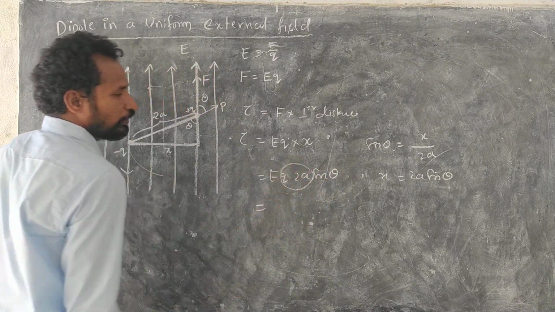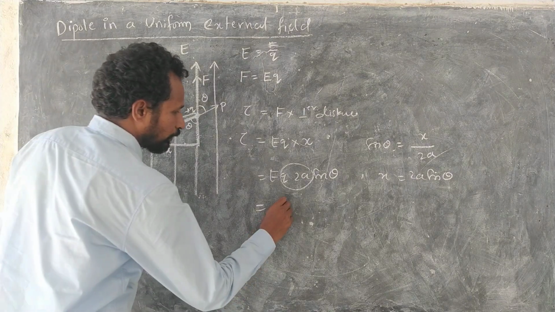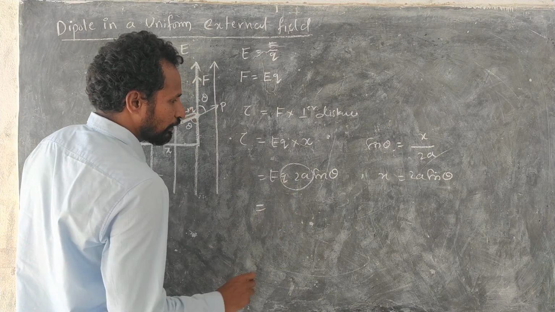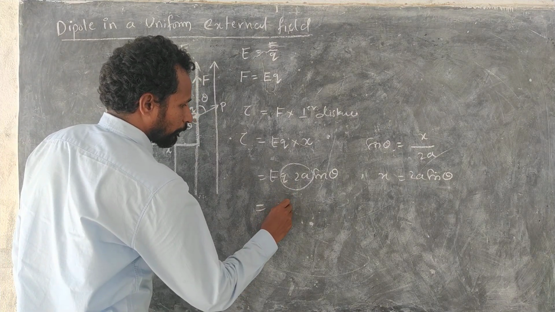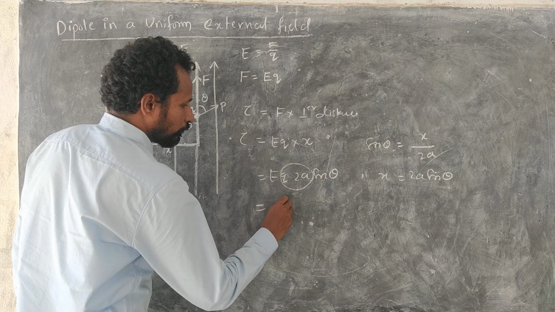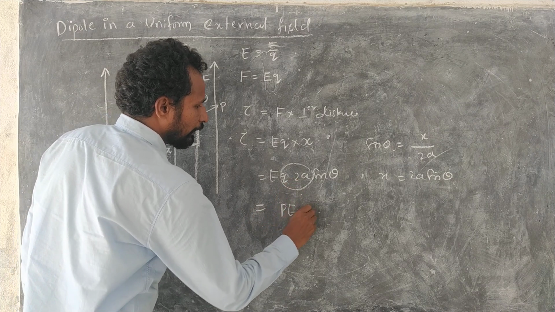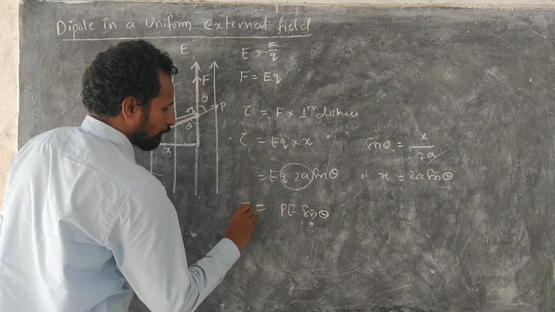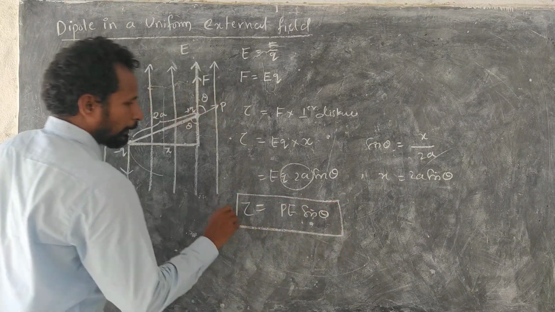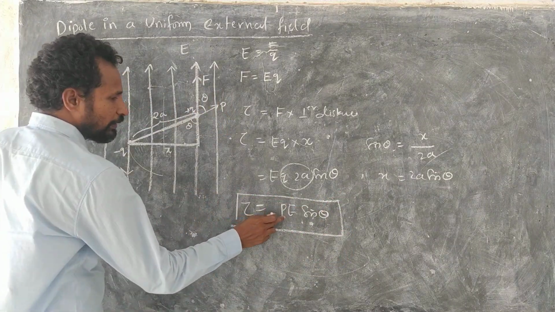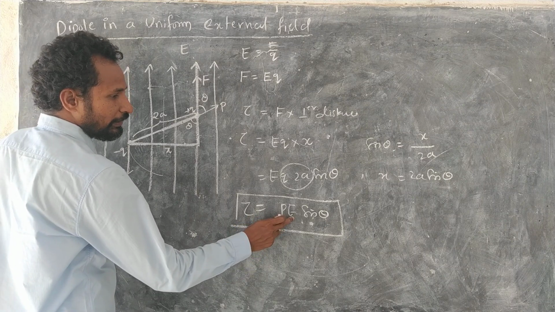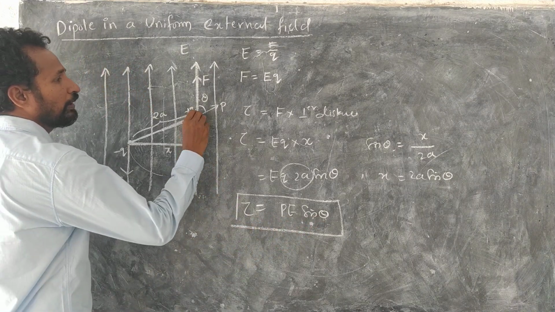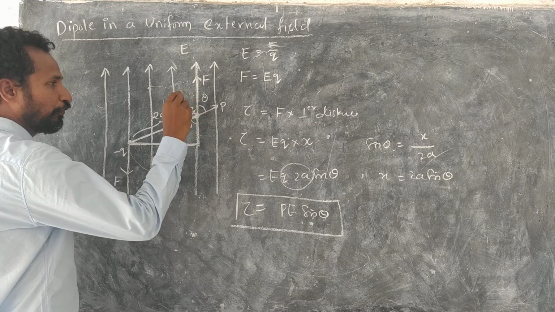Then Q into 2a is the dipole moment. This we will write as P E sin theta. Now the torque formula is PE sin theta. P is the dipole moment, E is the electric field, theta is the angle between the dipole moment vector and the field.